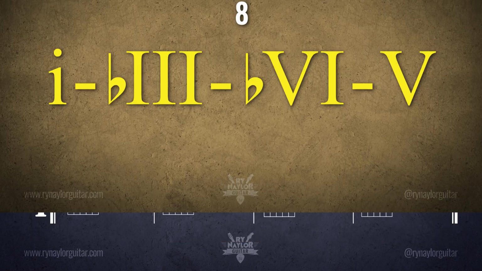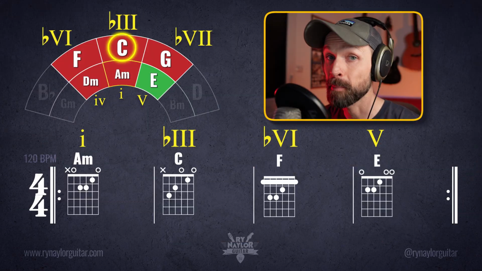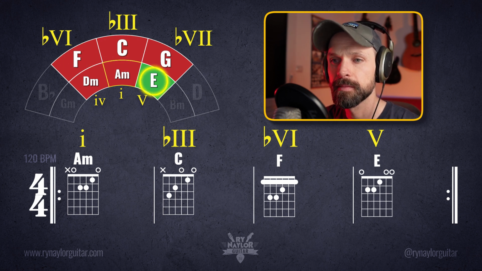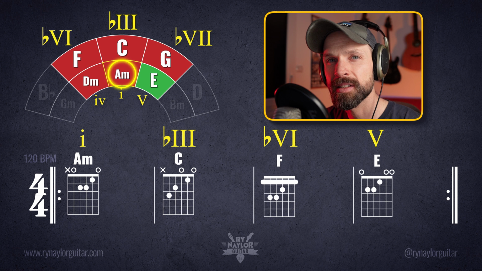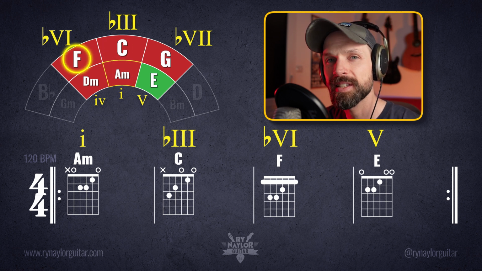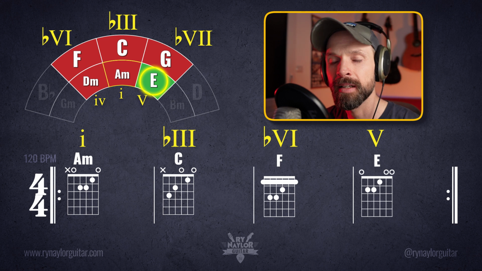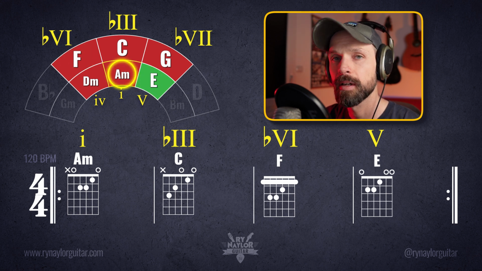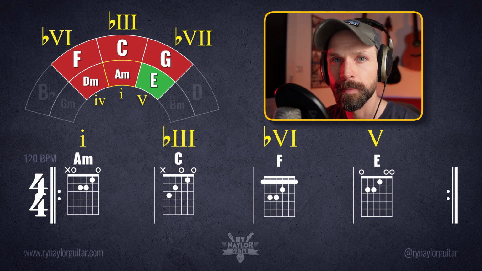This time 1, 3, 6, 5. Major 5. This is in the song Crazy by Gnarls Barkley. Heard it more recently in a slower tempo in Teddy Swims' Lose Control. So again, that major 5 chord at the end has that strong pull back to the 1 chord.